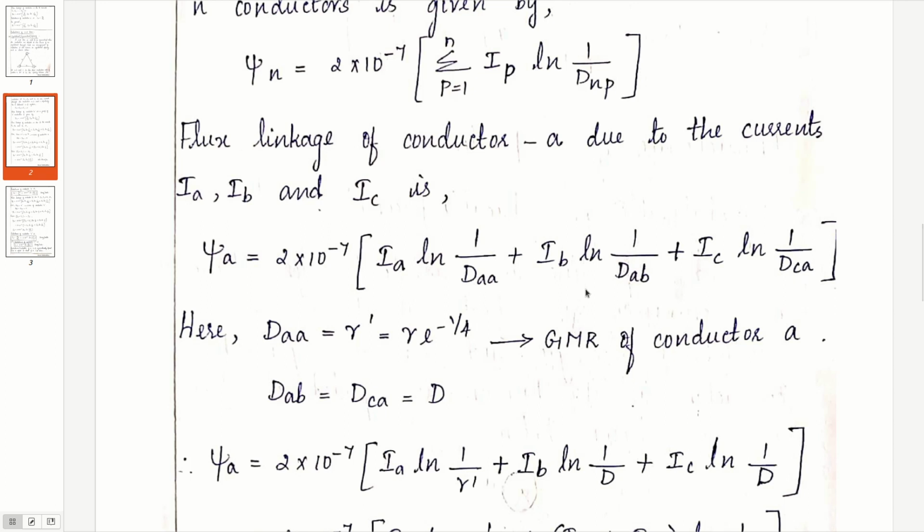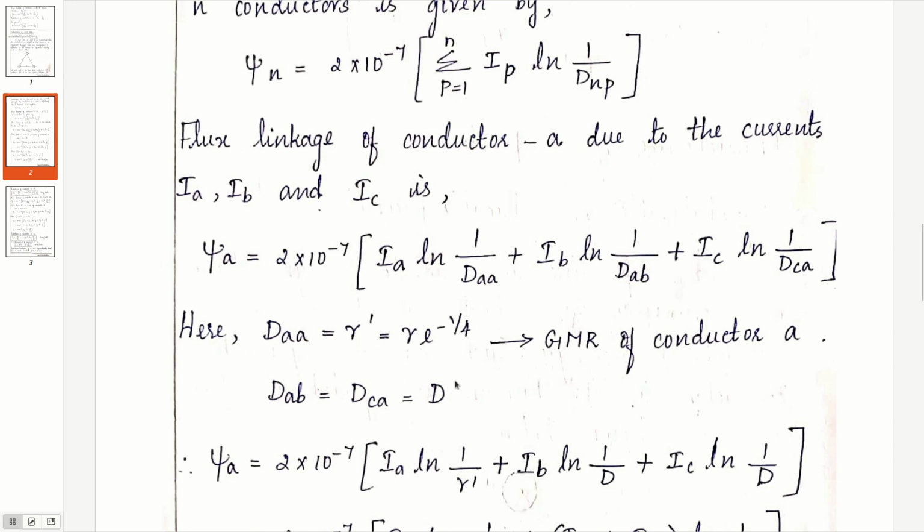Now we know DAA is nothing but the geometric mean radius of conductor A. DAA is equal to r dash, which is r into e to the power minus 1 by 4. In the previous derivation, we got the first term as r dash and wrote it as D11. In the same way here, DAA is its own geometric mean radius, equal to r into e to the power minus 1 by 4. And DAB and DCA are equal to D.